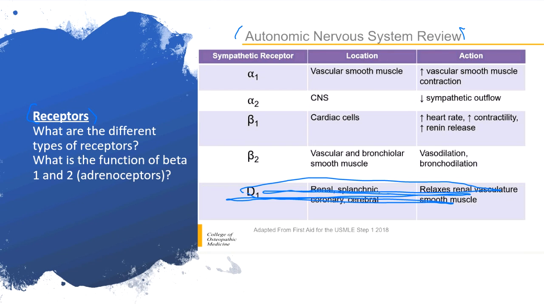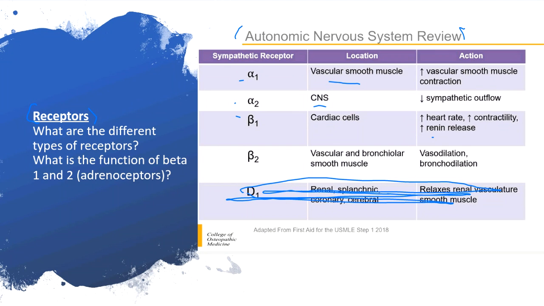Then we have beta 1. These are on the cardiac cells. They increase heart rate, increase contractility, and increase renin release. But the heart rate and contractility are the most important things. So alpha 1, smooth muscles. Beta 1, cardiac. Alpha 2, central nervous system. But that one is not as important.